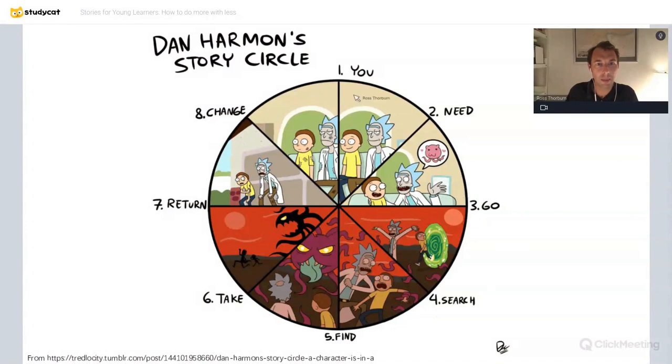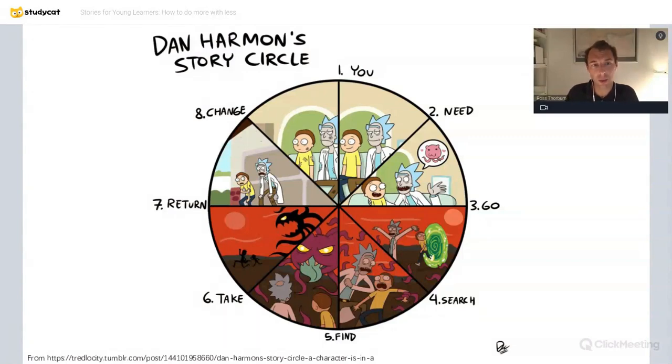So you can see here in number 1 and number 8, we've got the same characters in the same place, but somehow they've changed, right? At the beginning, they look quite happy and contented, and at the end, it looks like they've gone through some very stressful situation.